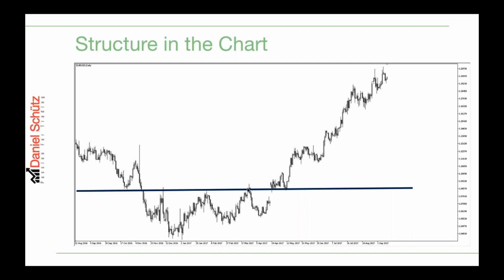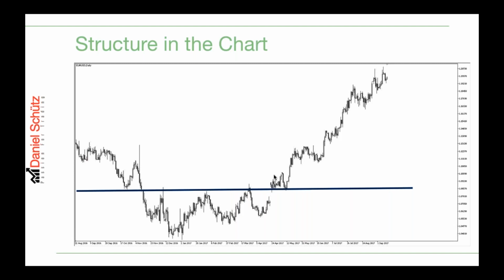So this price level around that black line or that dark blue line here in the market shows that this price level was important for the market. It was not easy for the market to break through that level on the downside as well as on the upside.